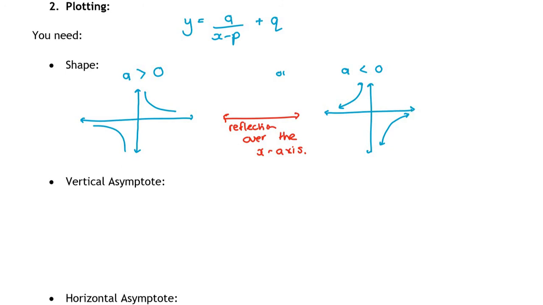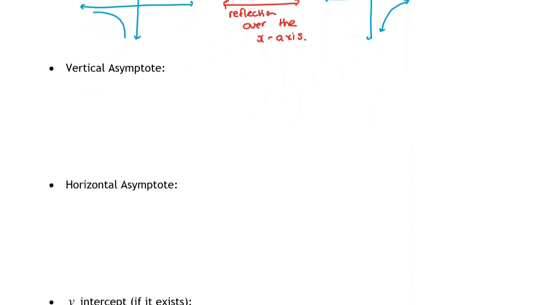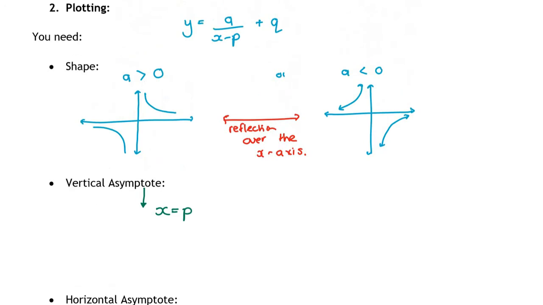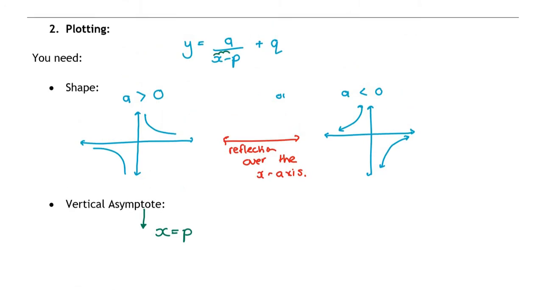Right, moving on to our asymptotes. Remember, the asymptotes in a hyperbola are the two lines, one vertical and one horizontal, that the graph tends towards, but in a hyperbola it doesn't touch them. So where does a vertical asymptote occur? A vertical asymptote occurs at x is equal to p. If you go up to my formula, that is what tells me about a vertical asymptote.